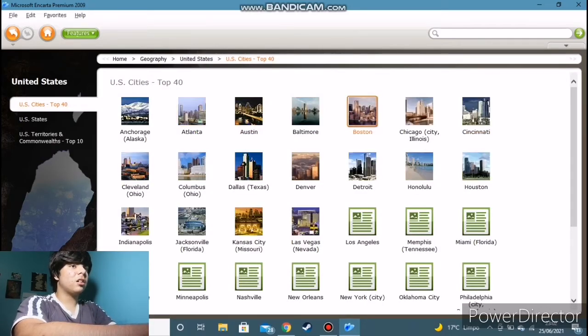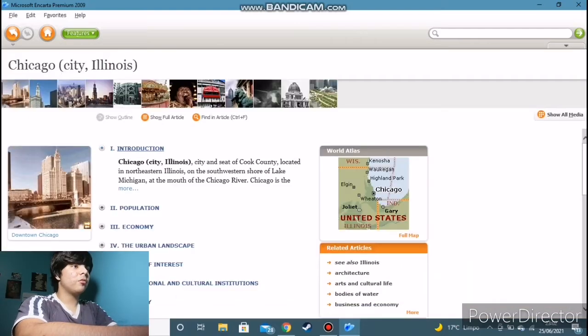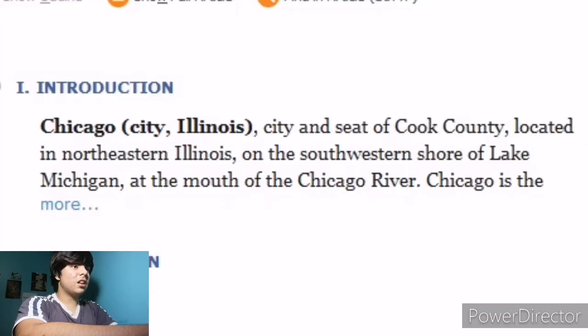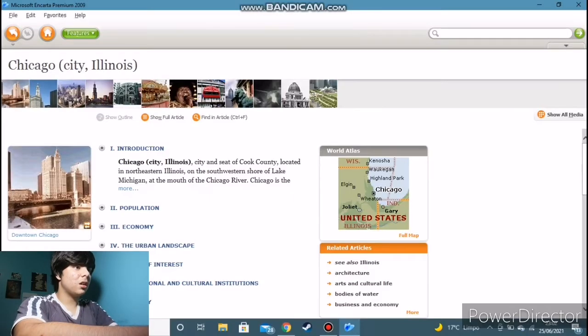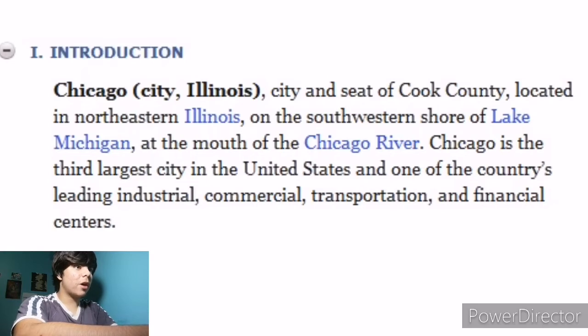Okay, let's go, Chicago. From Illinois. City and state of Cook County, located in northwest Illinois, on the southwestern shore of Lake Michigan, at the mouth of the Chicago River.